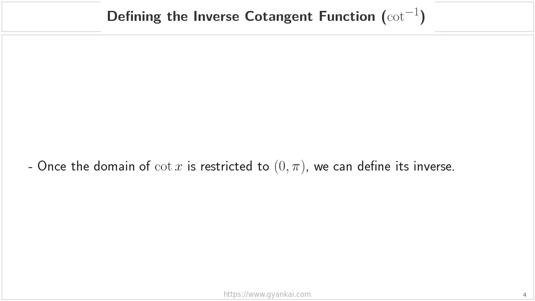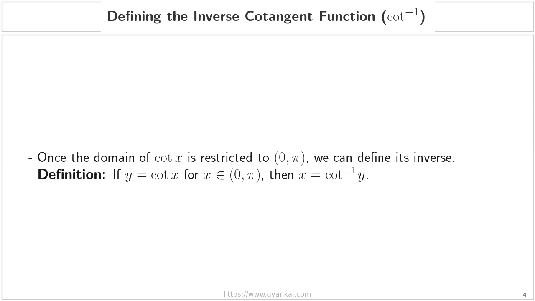Now that we have established why we need to restrict the domain of the cotangent function to the interval between 0 and π, we are finally in a position to define its inverse. By definition, if we have y equals cotangent of x, where x is restricted to the open interval from 0 to π, then we can say that x equals the inverse cotangent of y.